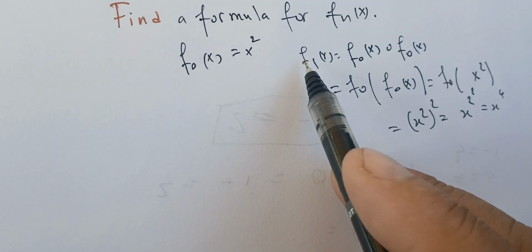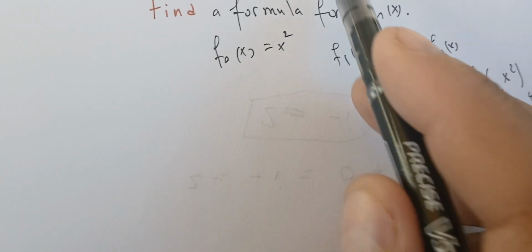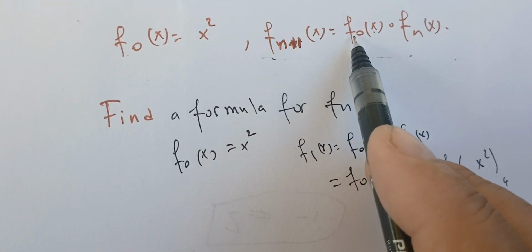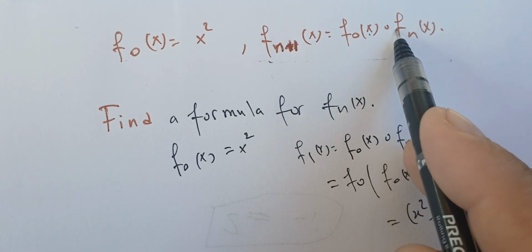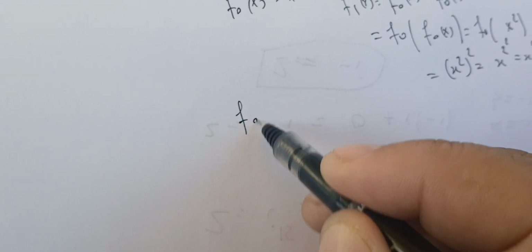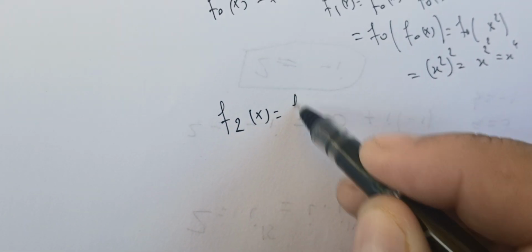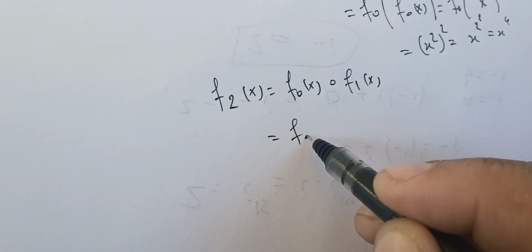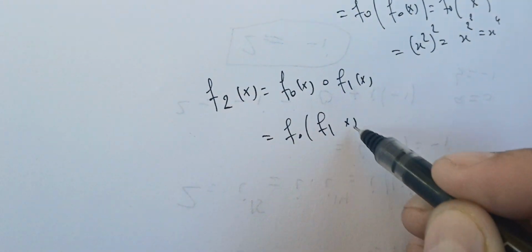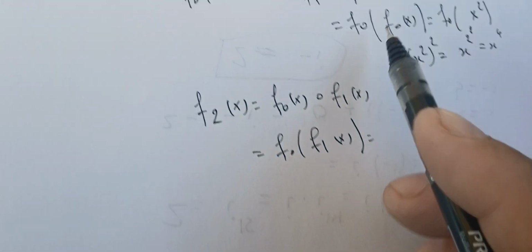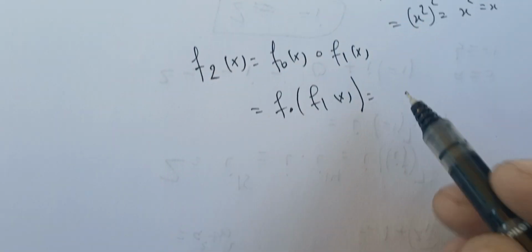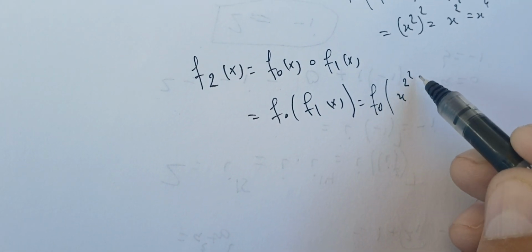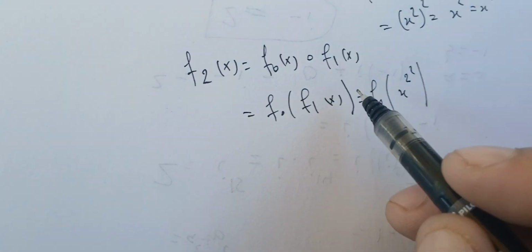Okay, so now I found f1. I can find f2 now. To find f2, I can plug 1 here, and I get f0 of x composed with f1. This gives me that f2 of x is f0 of x composed with f1 of x. Using the definition, this means f0 of f1 of x. I know f1 here, I found it. It's x to the power 4. So this gives me f0 of x squared squared, I'll find its image by f0.